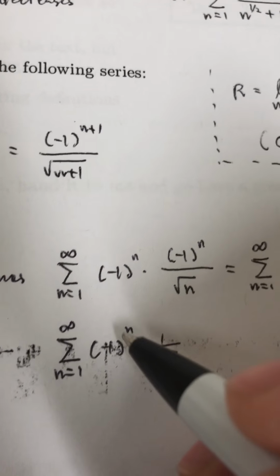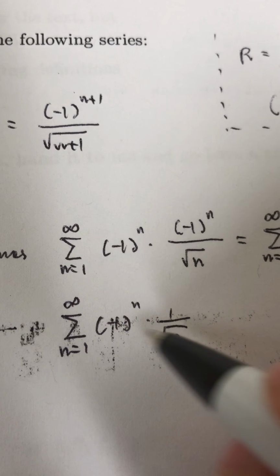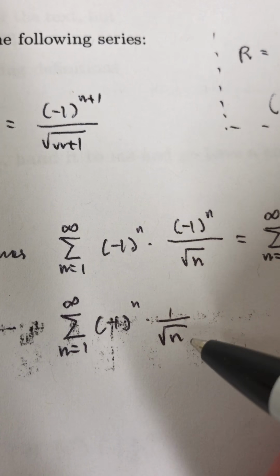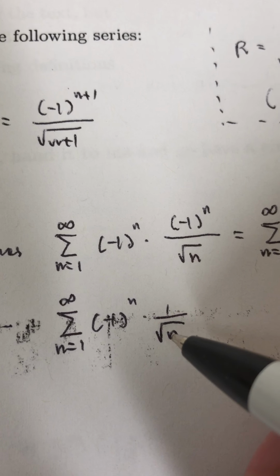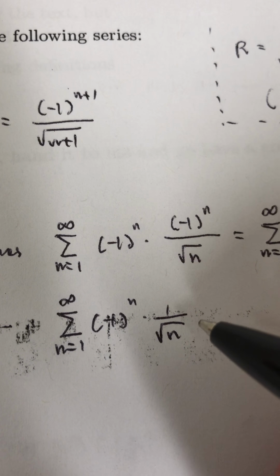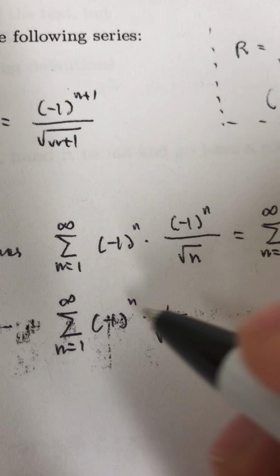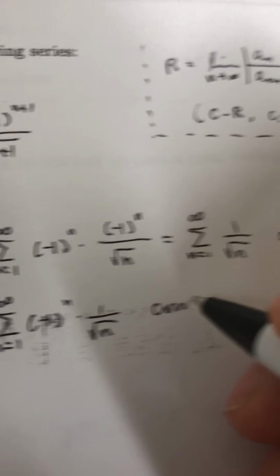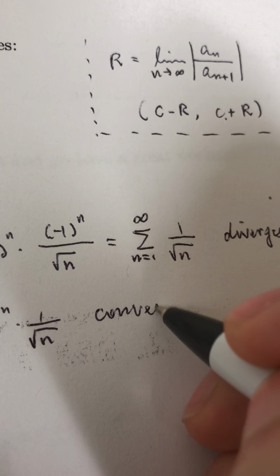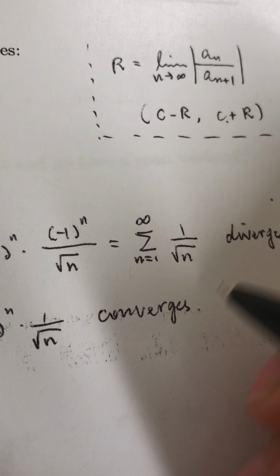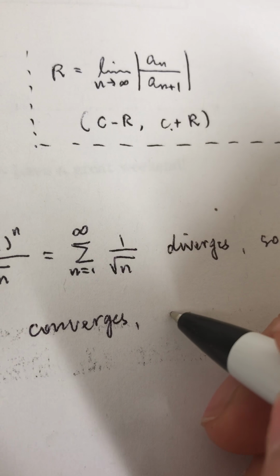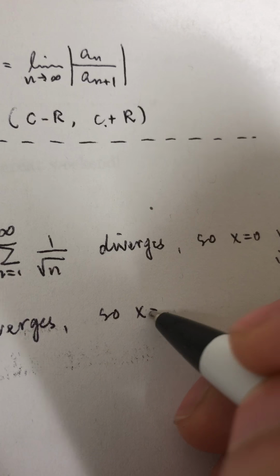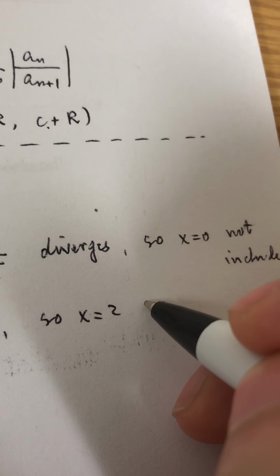Now, you see that this is an alternating series. The absolute value of the general term, which is 1 over root n, decreases to 0. So we know that this converges. So x equals 2 should be included.